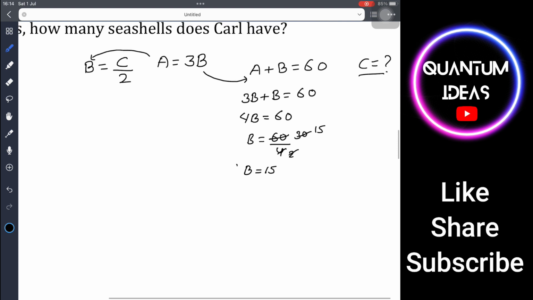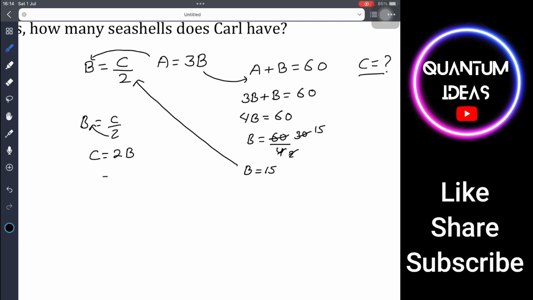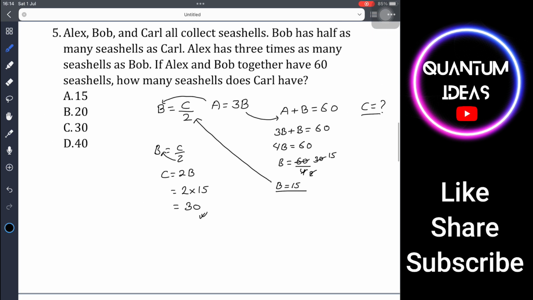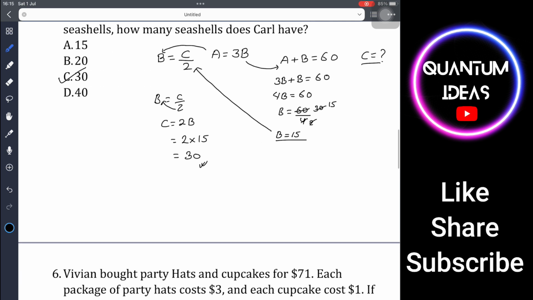So look here, Bob is equal to C over 2. If 2 goes to that side, Carl will have twice of Bob. Bob has 15, so twice of 15 is equal to 30 seashells. So Carl has 30 seashells. Okay, so 30 is your answer, C. Okay, let's move toward the next one, number 6.